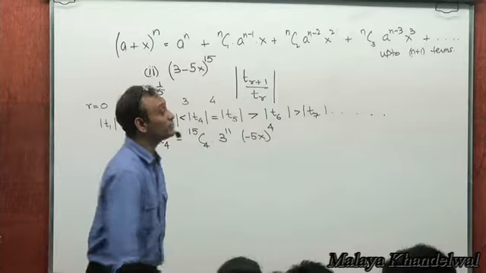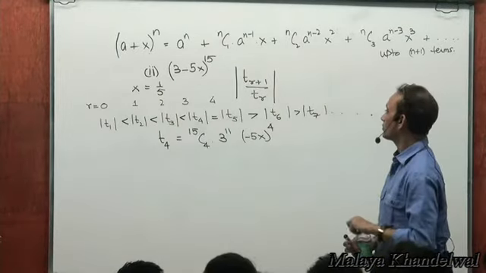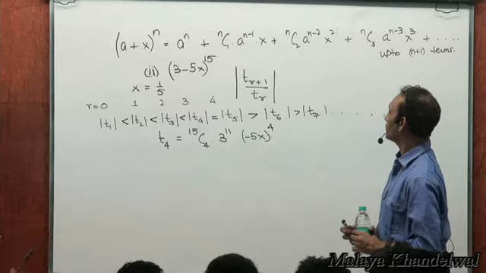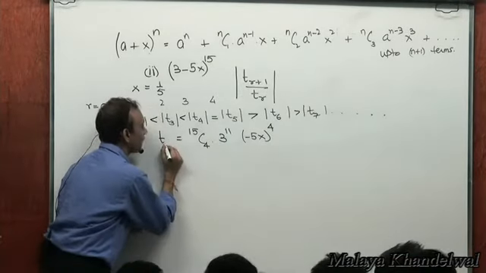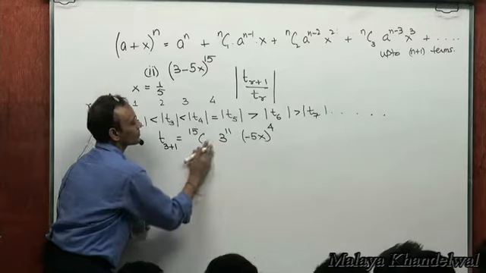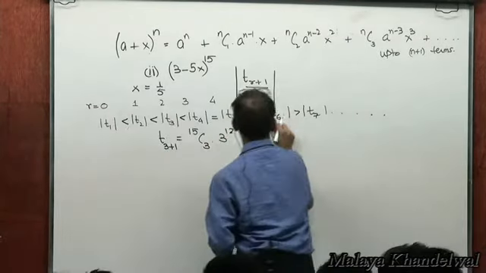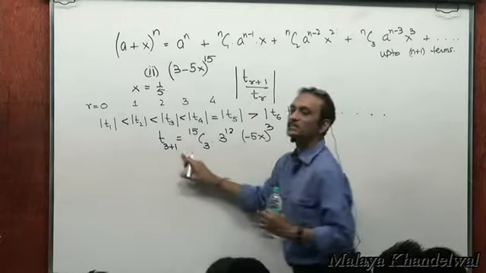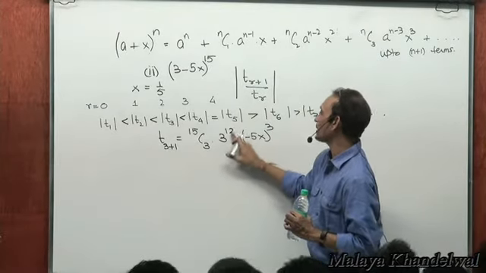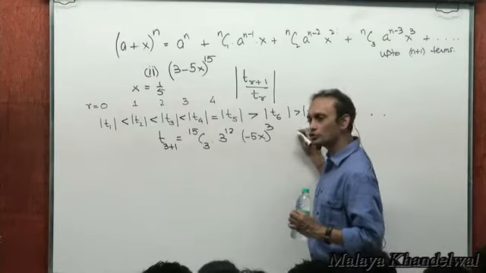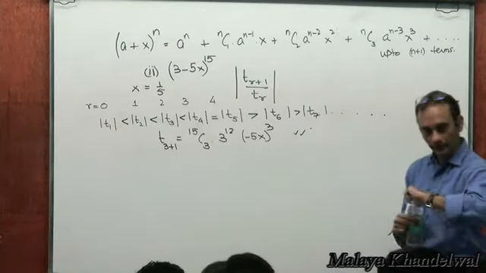Okay. Now let me introduce another notation to you. Oh, T4. I'm so sorry. Thank you. T4 is T(3+1), r is 3 here. I'm so sorry, fix this. 15C3, a to the power n minus r, x to the power r. Thank you so much. Yeah. Right?